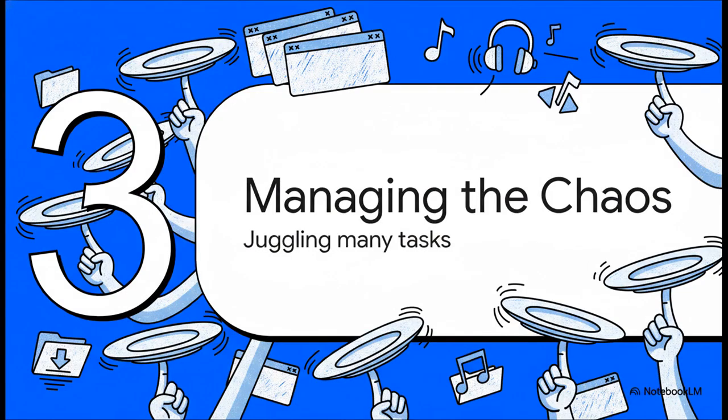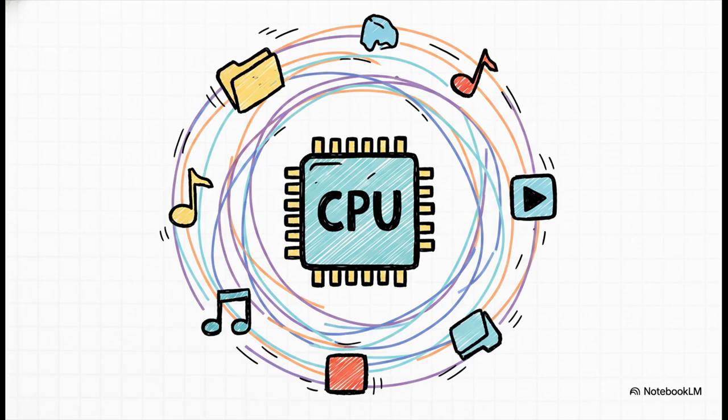All right, let's jump into part 3, managing the chaos. We need to understand how the OS keeps all these plates spinning at once without dropping any. Because, let's face it, we all have 24 browser tabs open while streaming music and downloading files. Here is the secret. Your computer only looks like it's doing everything at the exact same time.